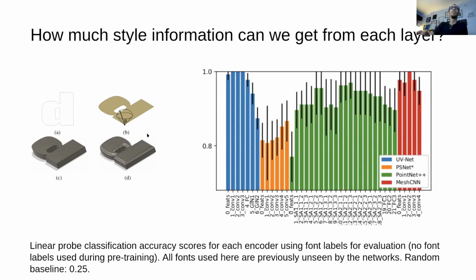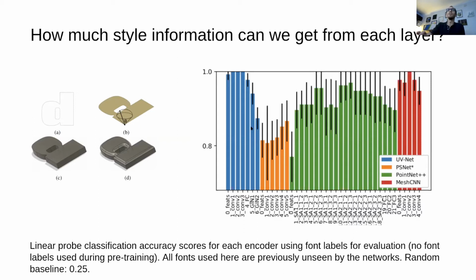So to test it, we used a synthetic data set where we took fonts, 2D fonts, because they have a good style label that comes with them, and we extruded them into 3D. And then we looked at the network and used a method called linear probing, where we say at each layer, how good is that gram matrix if we want to predict which font this letter is.